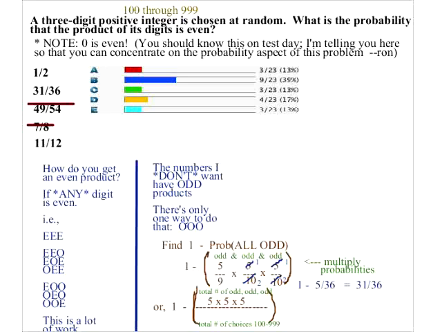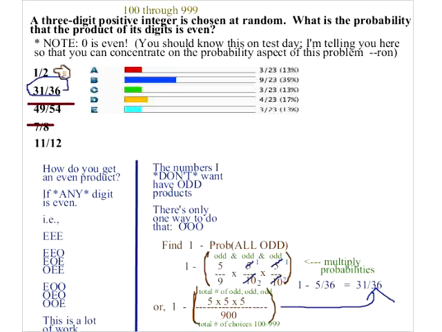This one's more math that you've got to do. You have to spend more time on stuff like reducing fractions, but ultimately at the end of the day, you get the same answer. So 31 out of 36. Well, 1/2 is the answer that you get if you forget that your first digit is not allowed to be 0, because if you count numbers like 006, then you'll think you get 1/2, but those don't count as 3-digit numbers.